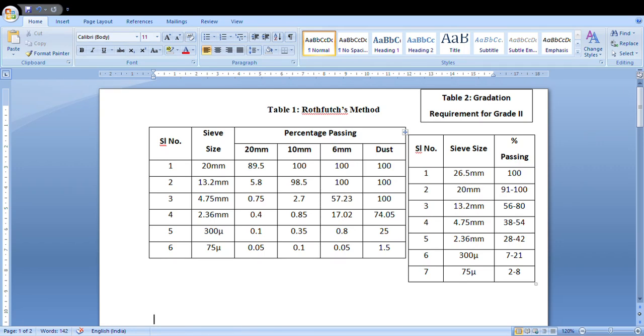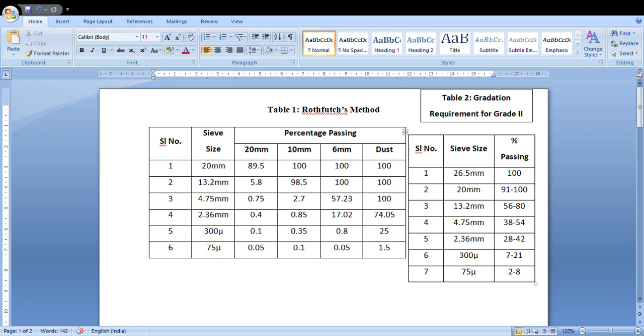Rothfutch method of mixed designing the aggregates, or mixed proportioning of aggregates. This is one of the typical examples of mixed proportioning of aggregates for DBM grade 2. Before going to that problem discussion, we'll discuss what exactly the Rothfutch method is and why we need to do the mixed proportioning. This is one of the graphical methods of mixed proportioning of aggregates to get the required grade.